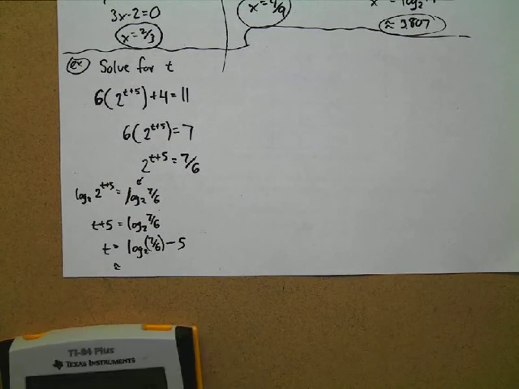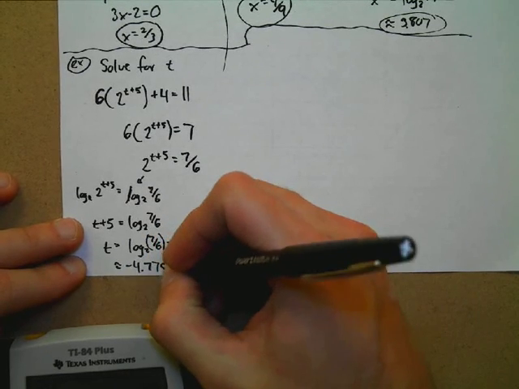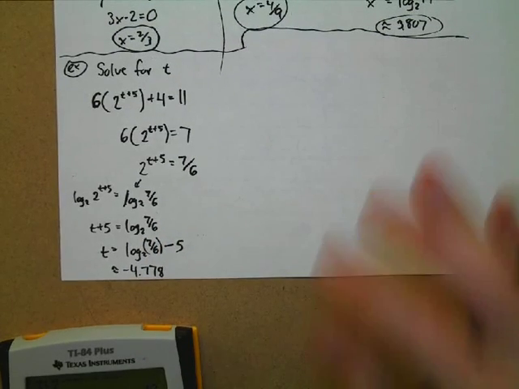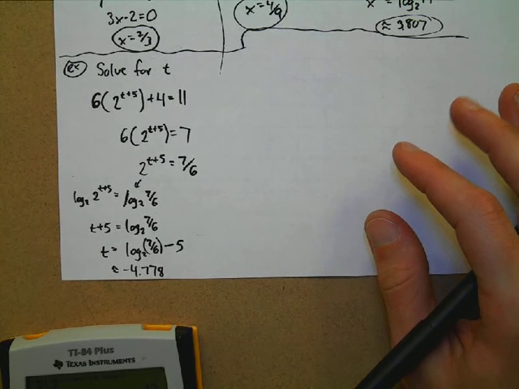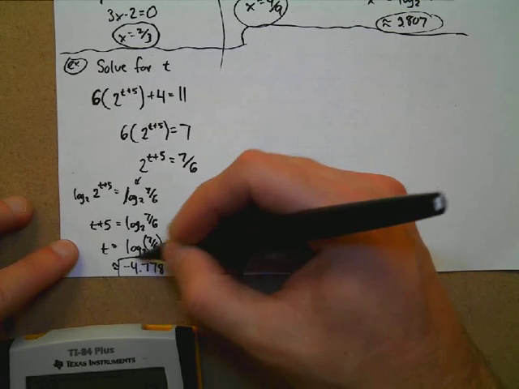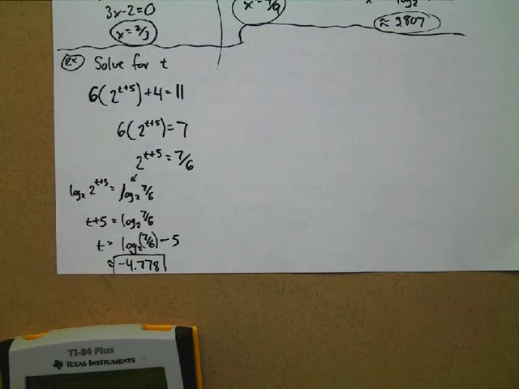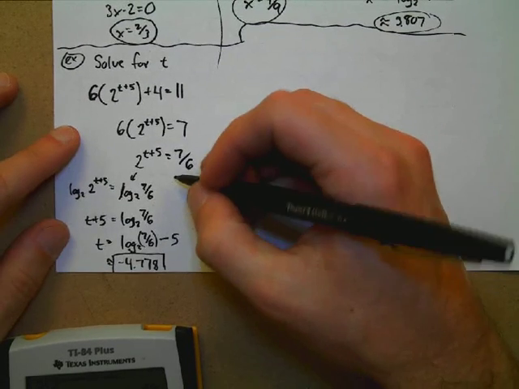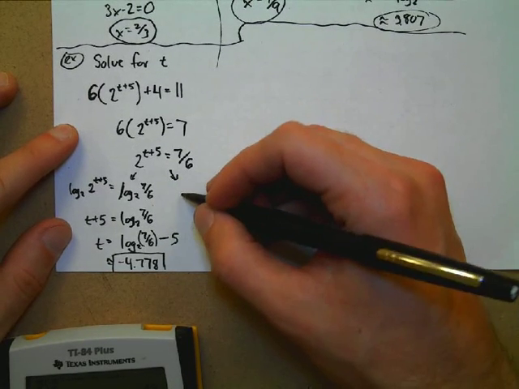Okay, negative 4.778. Option 1, option 2. We don't need to use log base 2. For example, let's say I use natural log here. Well, I can still use these properties.